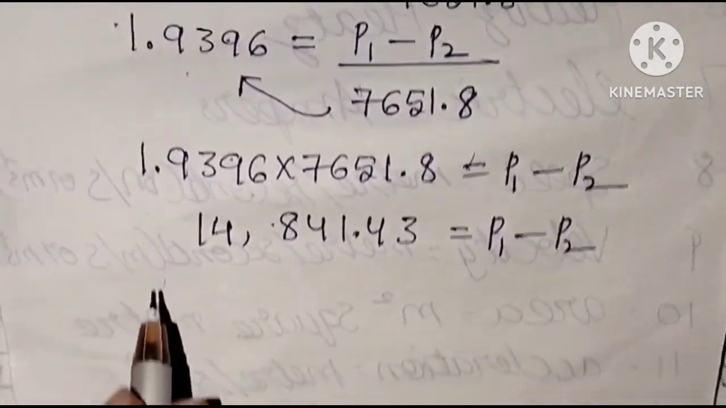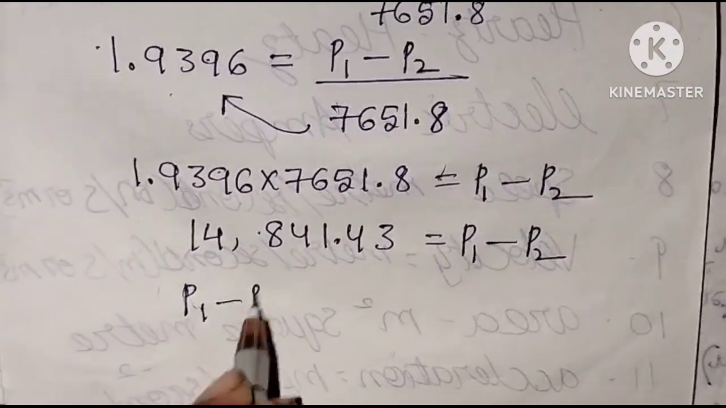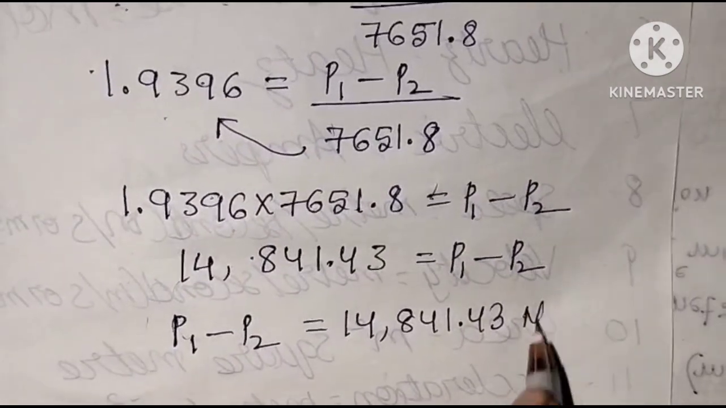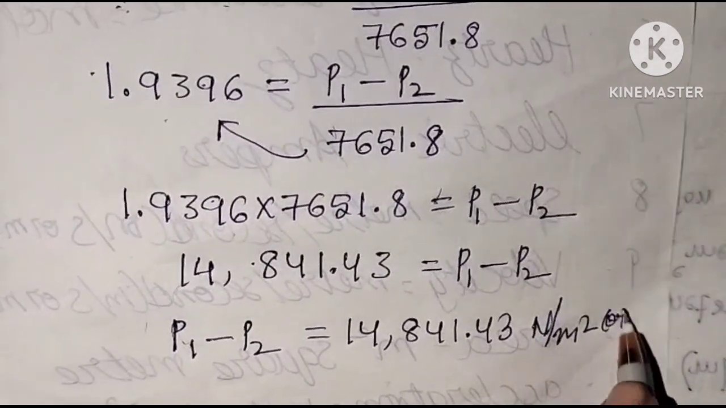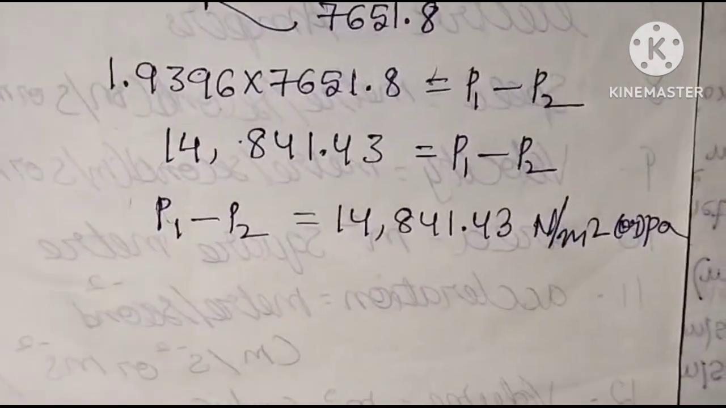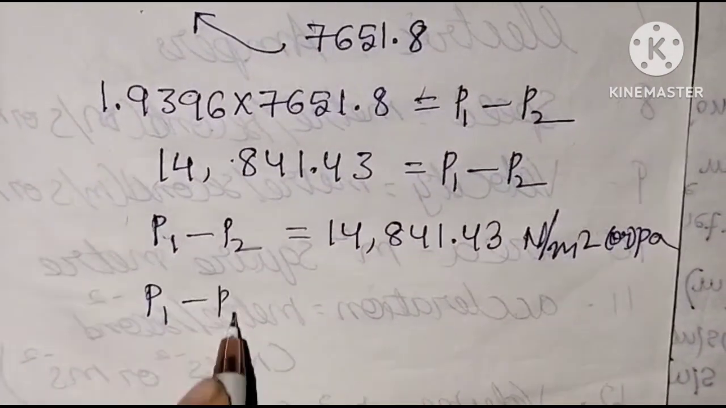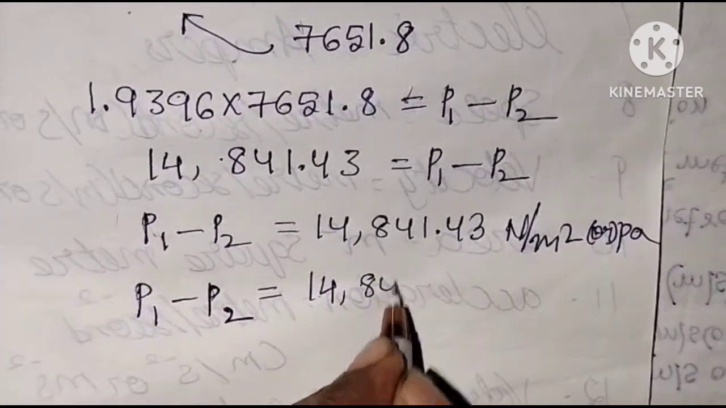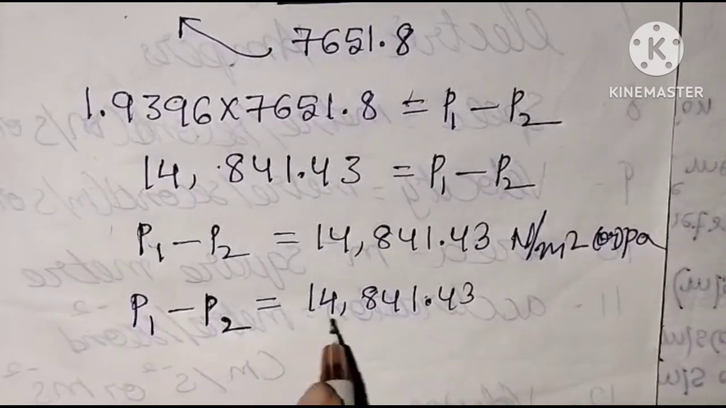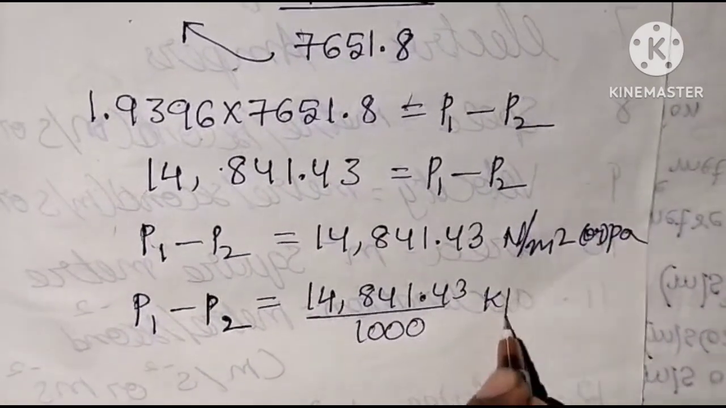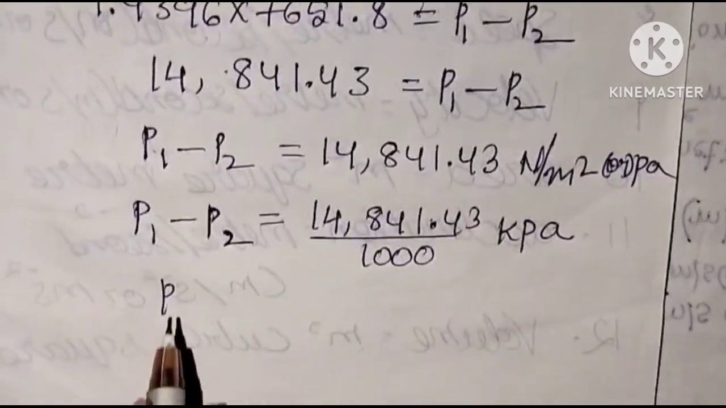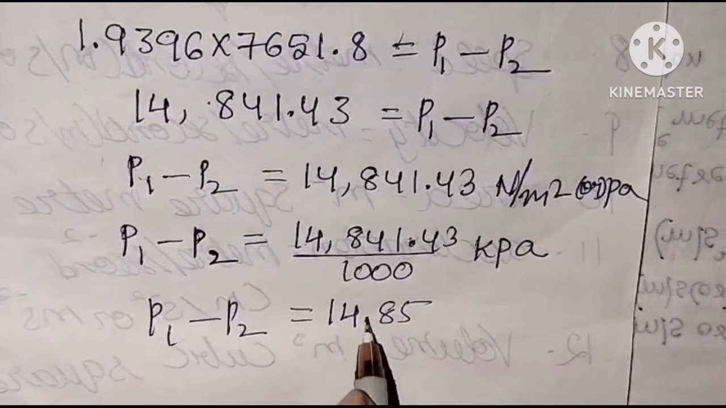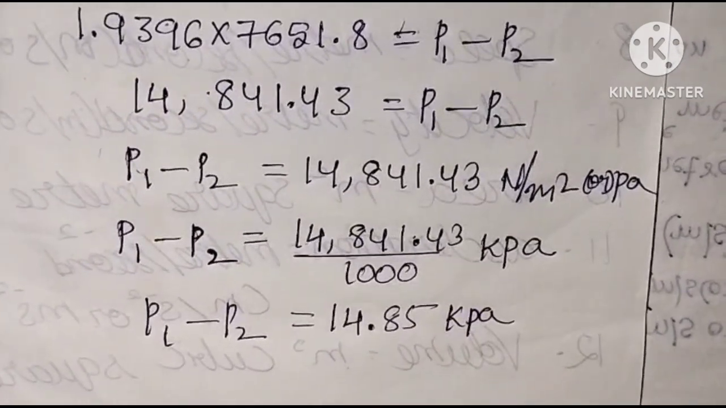So therefore, P1 minus P2, how much? P1 minus P2 is equal to 14,841.43 Newton per meter square or pascals. Okay, so we need it in kilopascals. So P1 minus P2, the difference of pressures at inlet and outlet, is equal to, divide 14,841.43 by 1000, kPa. So therefore P1 minus P2 is equal to approximately 14.85 kilopascals. So this is the final answer.